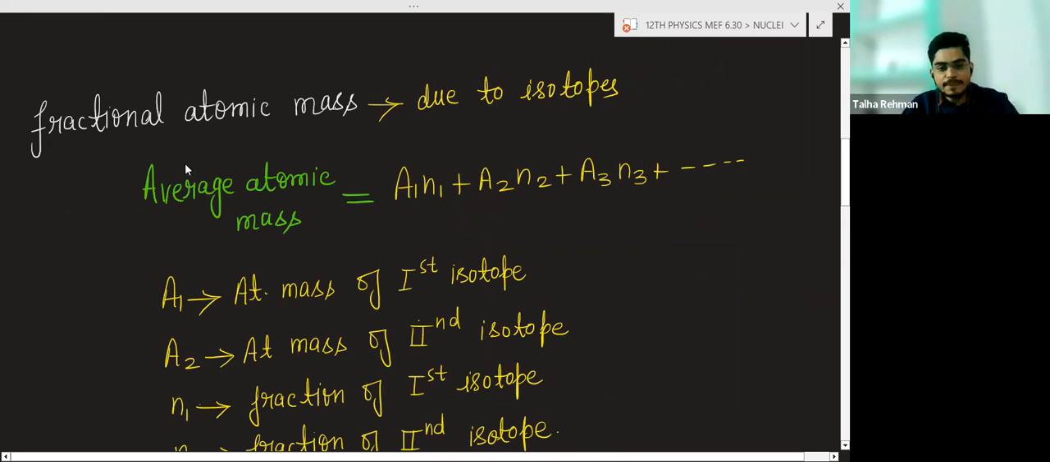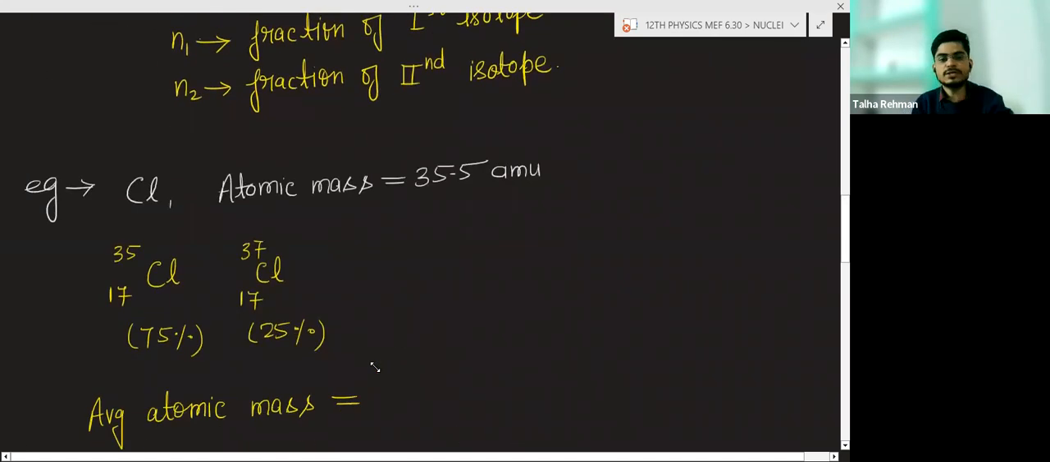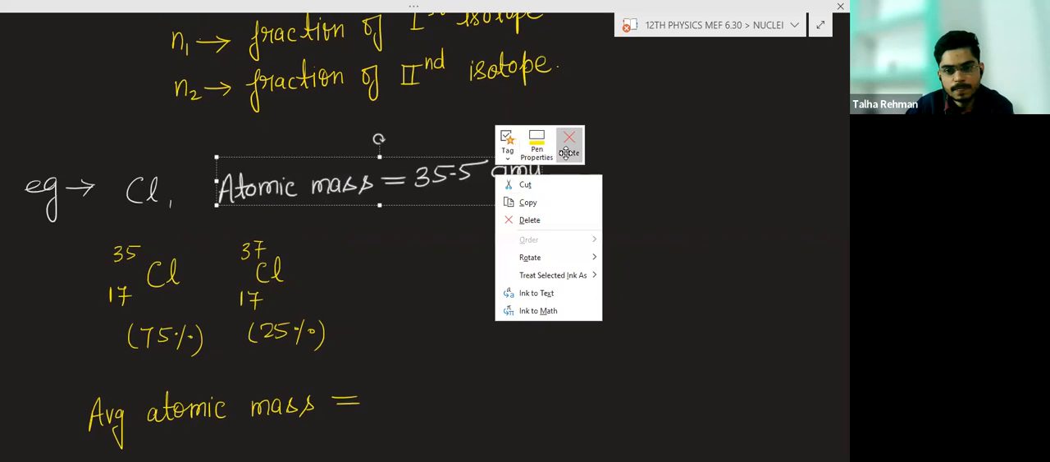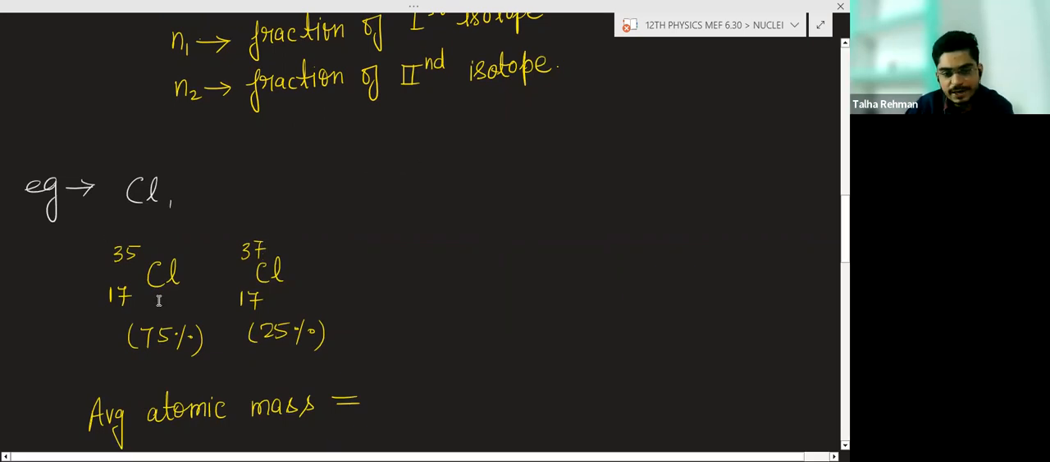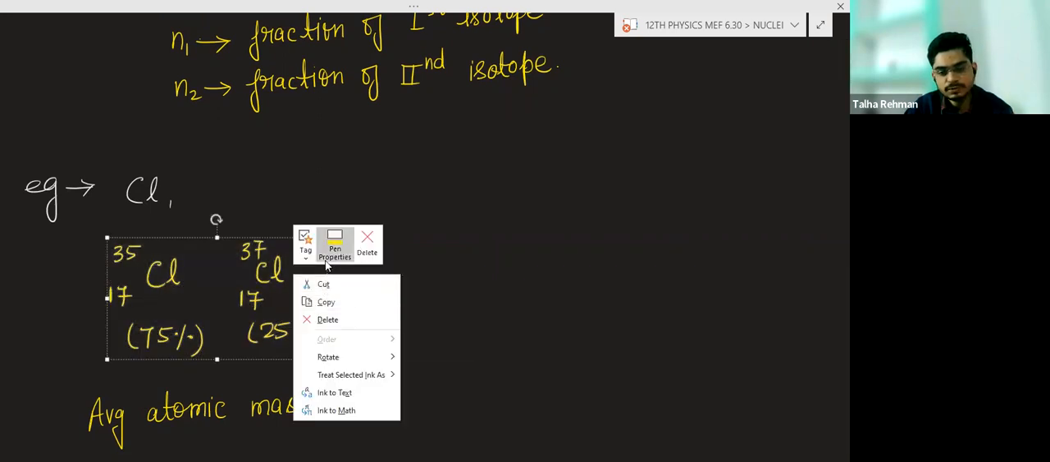If you want to calculate the average atomic mass, the formula is A1 N1, A2 N2, A3 N3. What is A1? Atomic mass of the first isotope, atomic mass of the second isotope. N1 is the fraction of the first isotope, N2 the fraction of the second isotope. This will be clear with this example. For example, this is the chlorine atom, and this chlorine atom has this mass. This is not given. So basically, chlorine atom is found in these two forms.